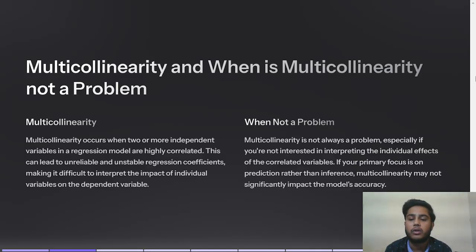Multicollinearity is not always a problem, especially if you are not interested in interpreting the individual effects of the correlated variables. If your primary focus is on prediction rather than inference, multicollinearity may not significantly impact the model's accuracy.